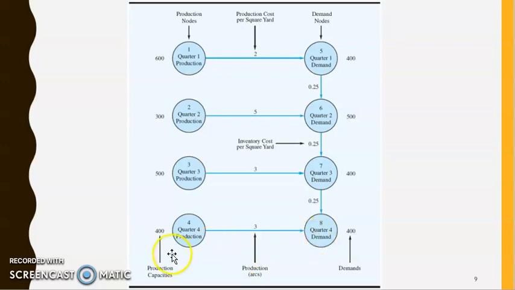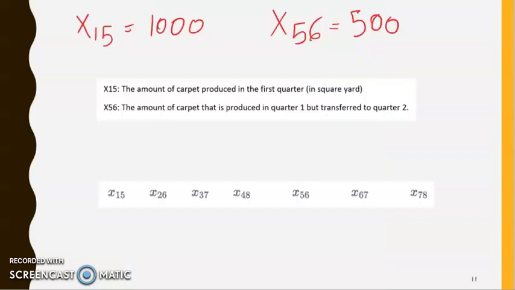And the description is similar for everything. As we can see, when you are producing carpets in quarter 4, there is no next quarter to transfer these produced carpets to. That's the reason that here we have X15, X56, and we have X26, X67, and X37, X78. But here we have X48, there is no X89 because there is no next quarter.